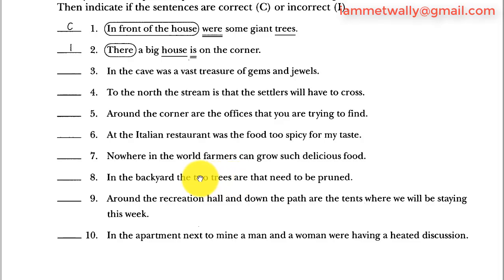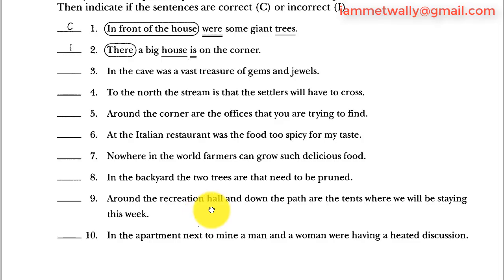So this one should be inverted. In the backyard is essential, important information, so it requires inversion. It should be in the backyard are the 2 trees that need to be pruned, because I should define the 2 trees by this adjective clause. So the 2 trees should come directly here. So 8 is incorrect. It should be inverted.